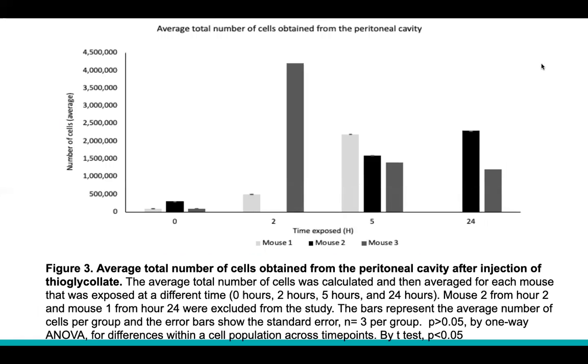Figure 3 shows the average total number of cells obtained from the peritoneal cavity. The number of cells were calculated through flow cytometry and averaged for each mouse at each time period. Mouse 2 from hour 2 and mouse 1 from hour 24 were excluded from this figure. The only significant value was a p-value of 0.005 between hour 0 mice and hour 5 mice. The number of cells was lowest at hour 0. After hour 0, it began to increase with a sharp increase in cells for mouse 3. The cell count initially increased with time, except for mouse 3 that decreased with time.